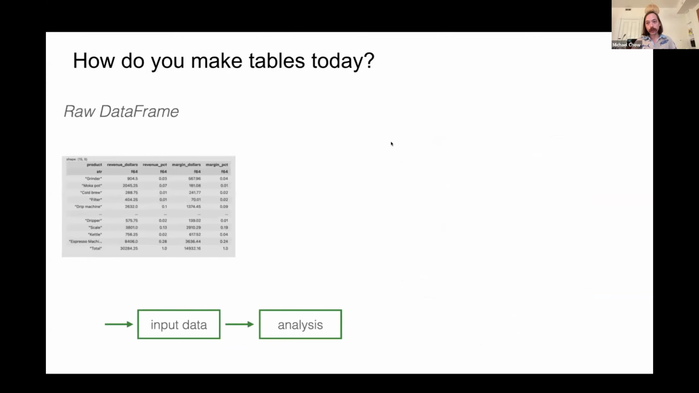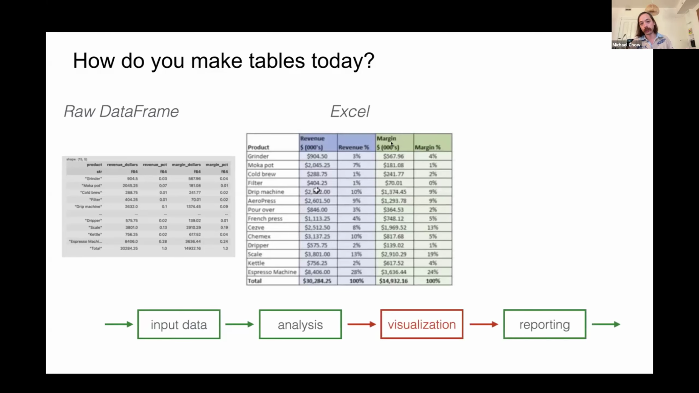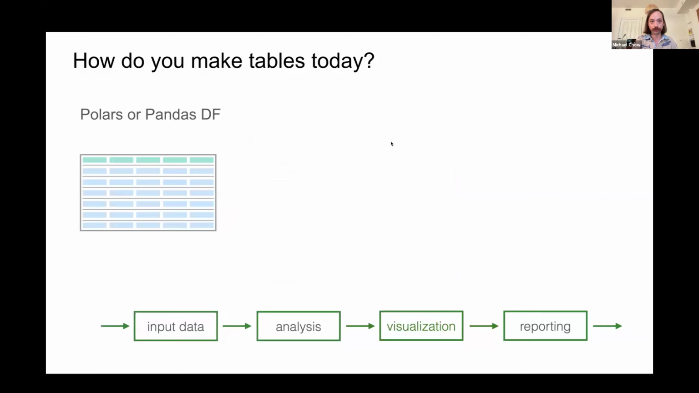And so one big question is how do people make tables today? If you're doing data analysis, say in Python, you're probably dealing a lot with raw data frames. But when it comes to presenting tables, oftentimes what we've seen is people will pull it into a tool like Excel and then back into their reporting tool. This is a bit challenging because it breaks your workflow. It pulls you out of Python and into another tool. And the copying itself can be a bit error prone.